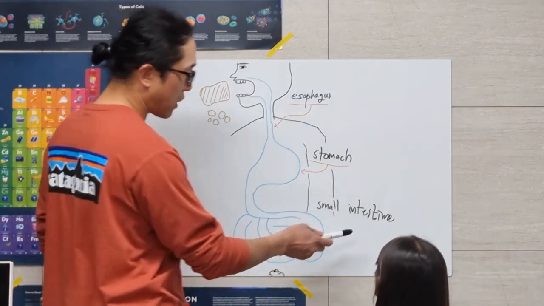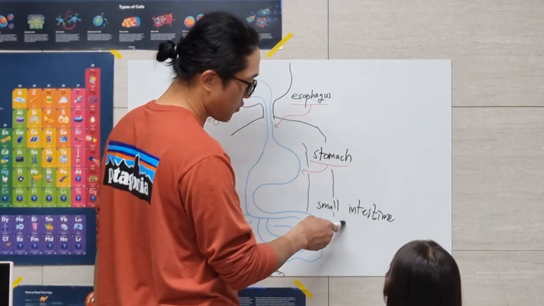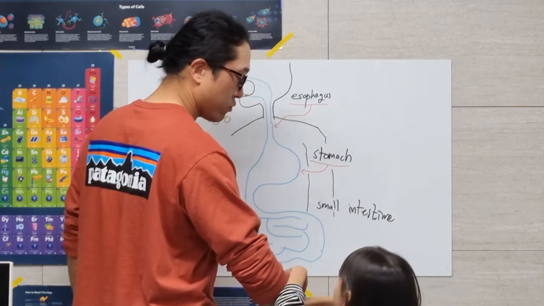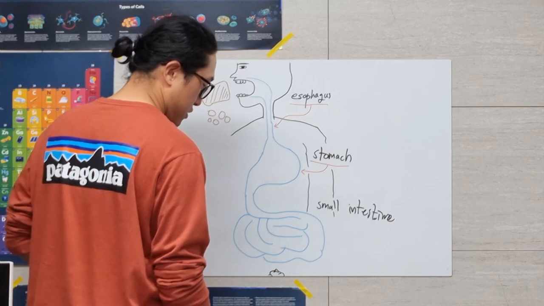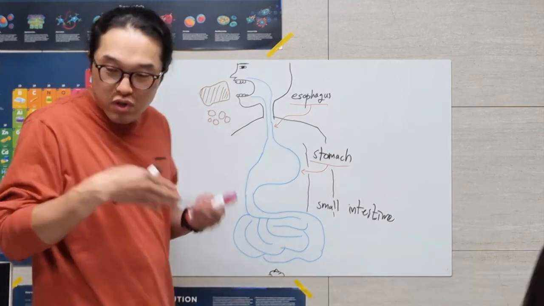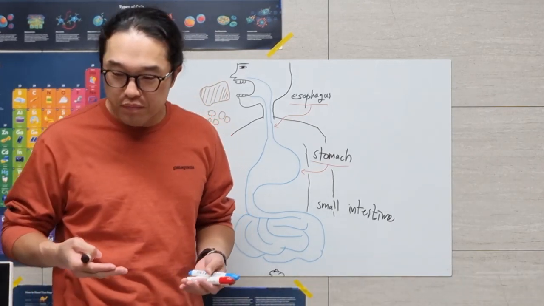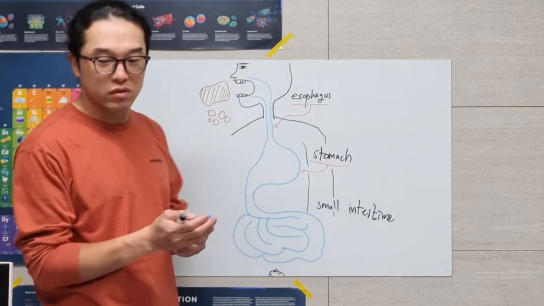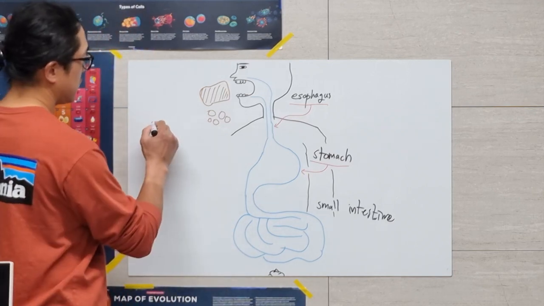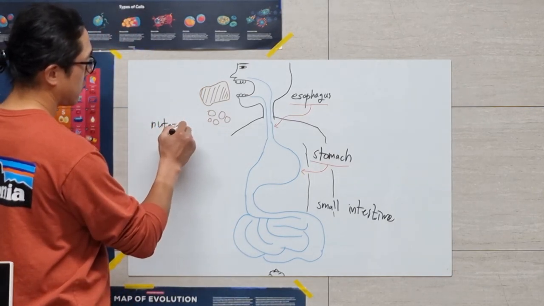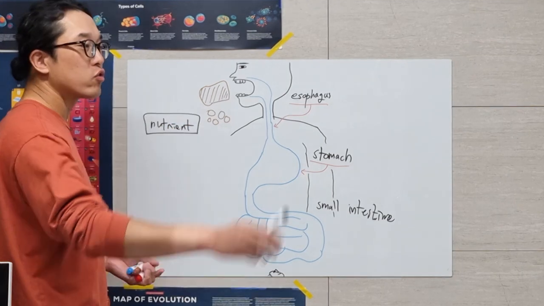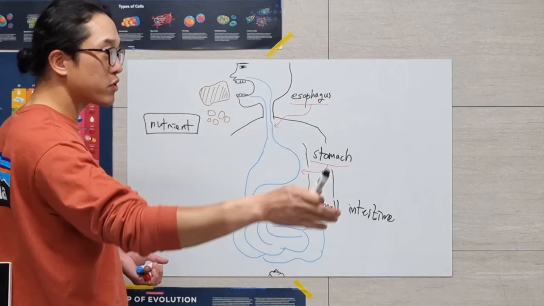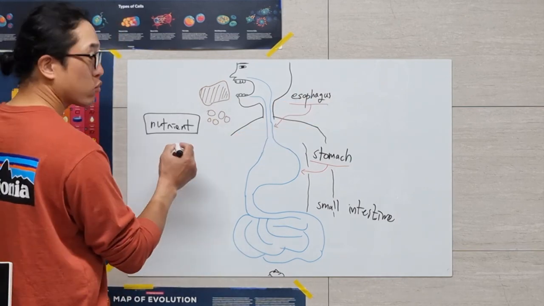Anyway, do you remember what's the role of this small intestine? It is to absorb nutrients. Okay. What's the nutrient, by the way? Nutrient means, in Korean, 영양분. Your food has a lot of nutrients. Like what? Glucose.